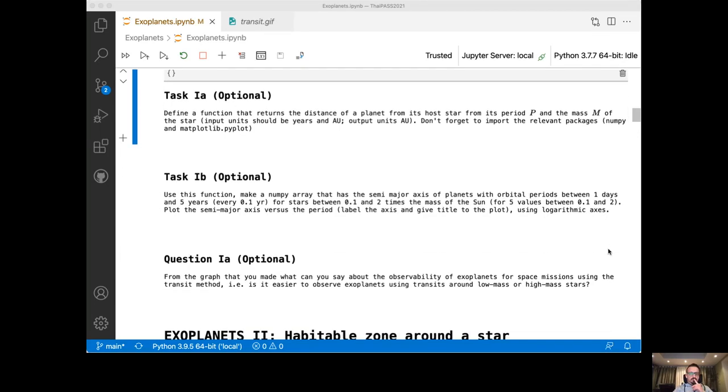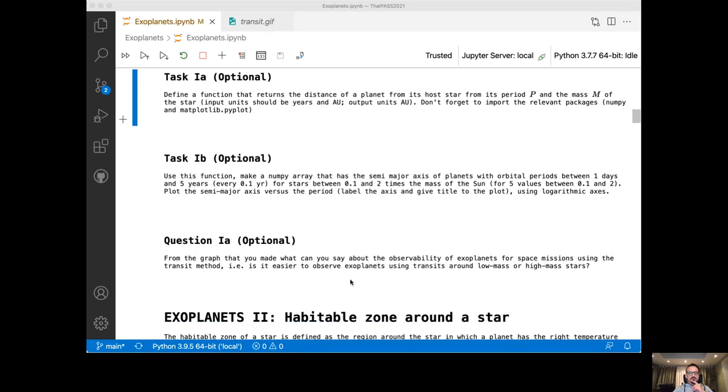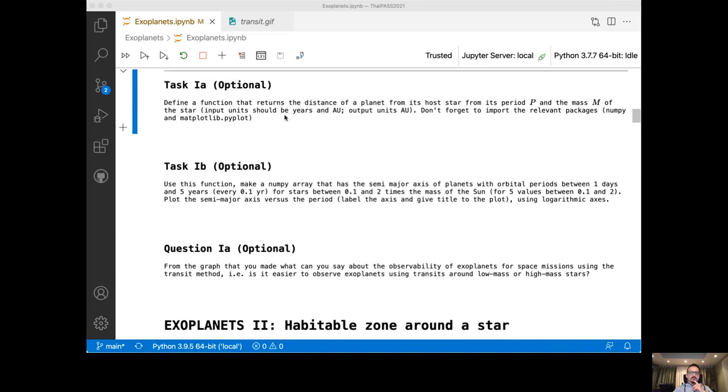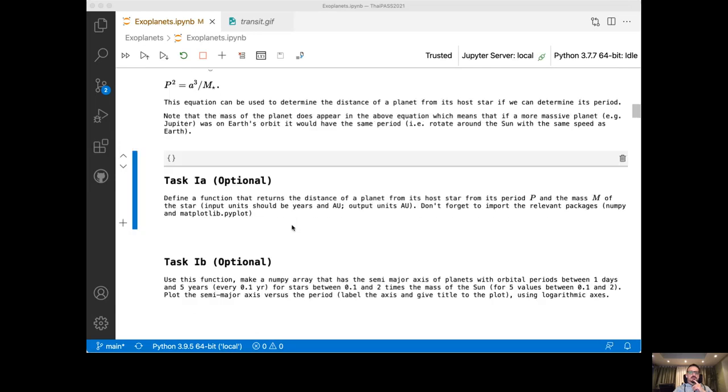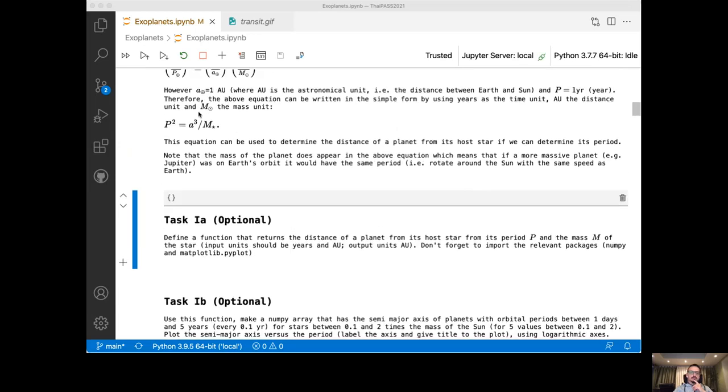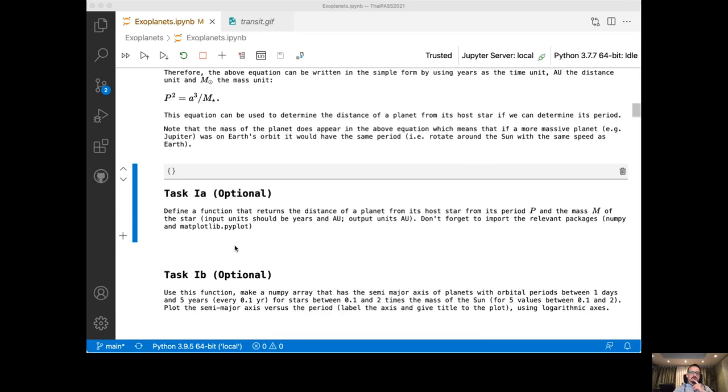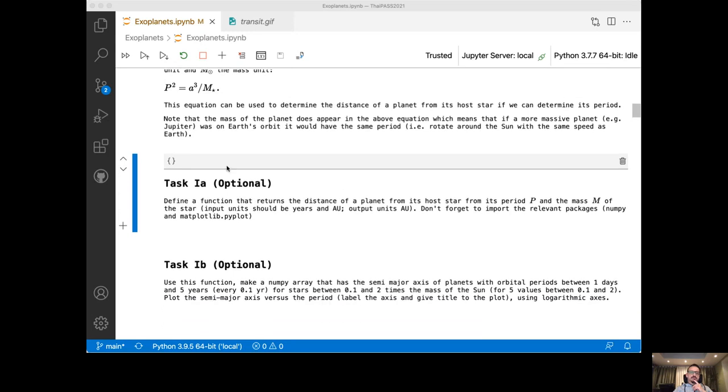of the star. And then you can use this graph to answer this question that relates to the observability of planets, of exoplanets for space missions. Yeah, so these all are optional. Effectively, what you need to do is use this equation to make a function, a Python function, and then plot this function for different, basically plot the relation between period and semi-major axis for different stellar masses.